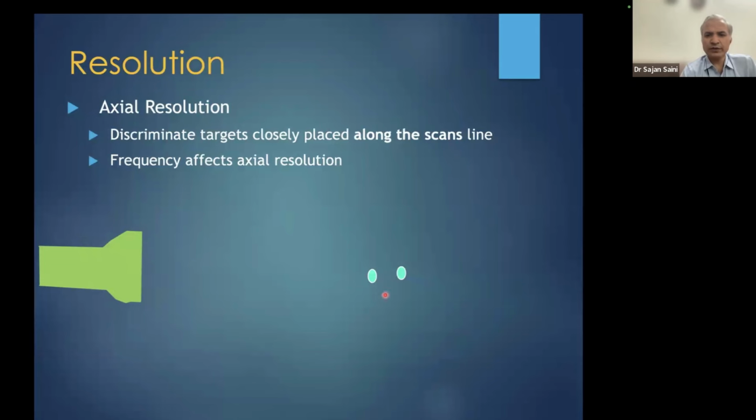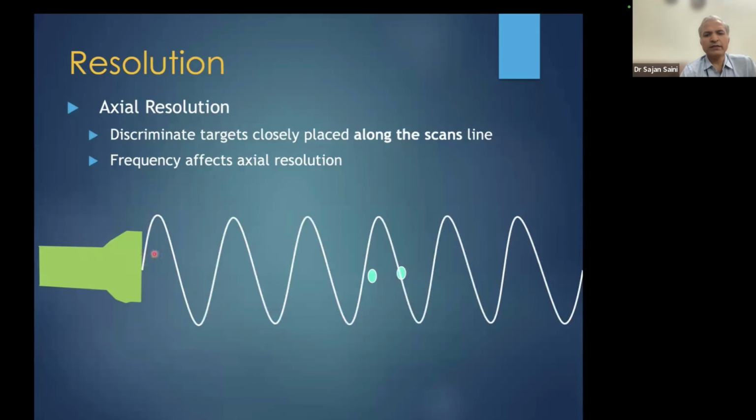So there are two objects. One object is this, another is this. And let's say the ultrasound emits a signal. So now the transducer emits this signal. This is the wavelength. This is the second wave, this the third wave, and so on. So it hits the target and comes back. It hits the second target and comes back. So you can understand that both of these targets are lying in the same wave, starting from here to here. They are lying in the same wave.